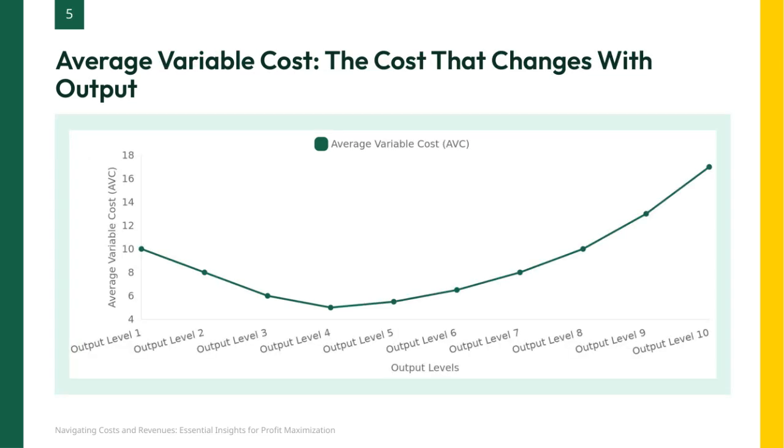Here we see how the average variable cost changes as output levels increase. Starting at a high cost when output is low, the cost per unit decreases significantly as production ramps up, reaching its lowest point around output level 4 and 5. This decline reflects economies of scale, where spreading fixed costs and improving efficiency reduces expenses. However, after this minimum, costs begin to rise again, indicating diminishing returns. This upward trend might be due to factors like resource constraints or inefficiencies at higher production levels. Understanding this relationship is crucial because it helps businesses determine the most cost-effective output to achieve maximum efficiency.